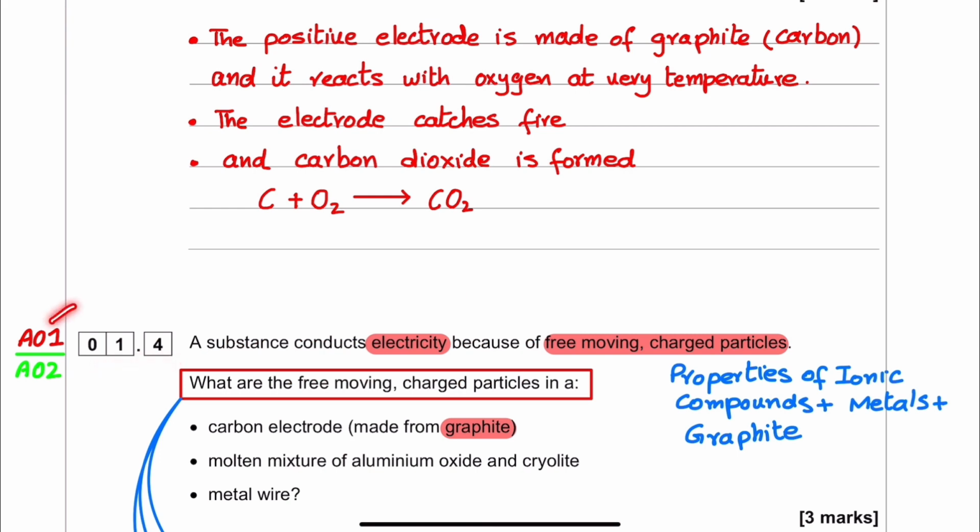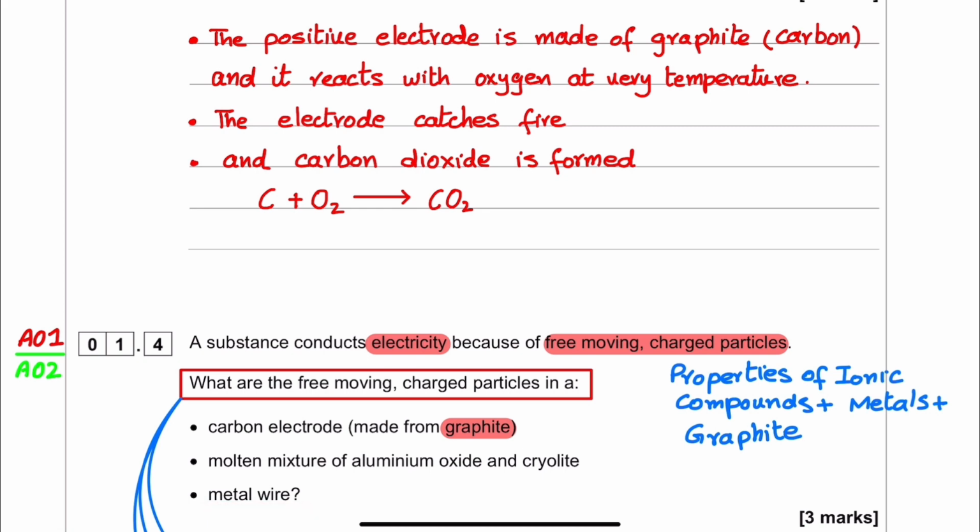1.4 is an AO2 and AO1 question combination, and this question is from the properties of ionic compounds, metals, and graphite. A substance conducts electricity because of free moving charges. What are the free moving charged particles present in the carbon electrode made up of graphite, the molten mixture of aluminium oxide and cryolite, and the metal wire?